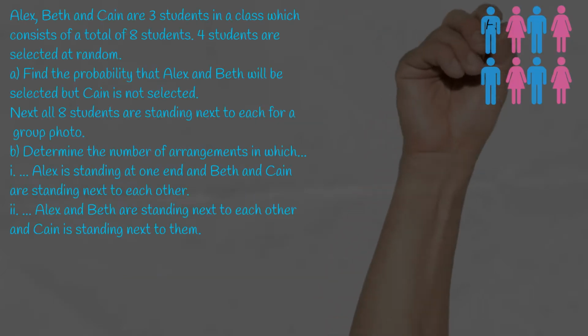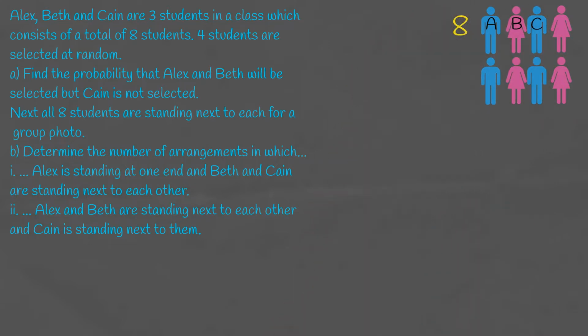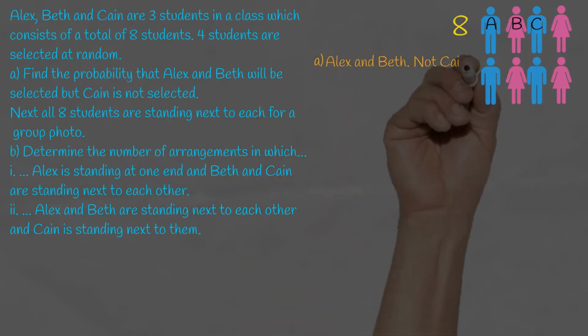In the first example we have Alex, Beth and Cain in a class of 8 students and we're picking 4 at random. What's the probability that we pick Alex and Beth but not Cain?